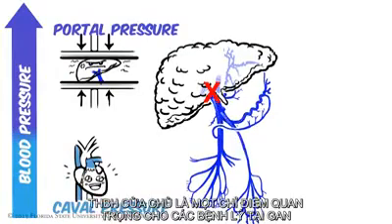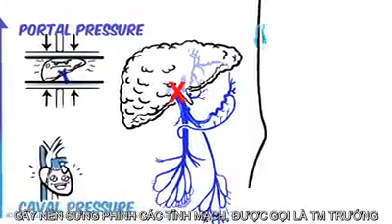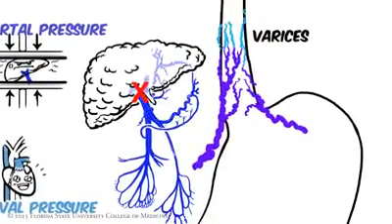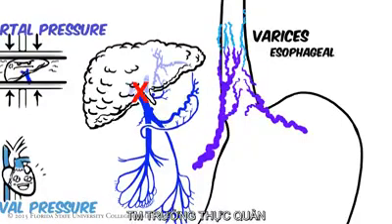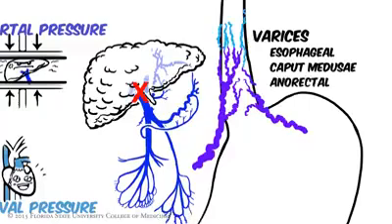Portosystemic anastomoses are important indicators of liver pathology and can lead to swollen veins called varices that may cause clinical problems. In this video, we will discuss three common types of portosystemic anastomoses: esophageal varices, caput medusa, and anorectal varices. Let's begin with esophageal varices.